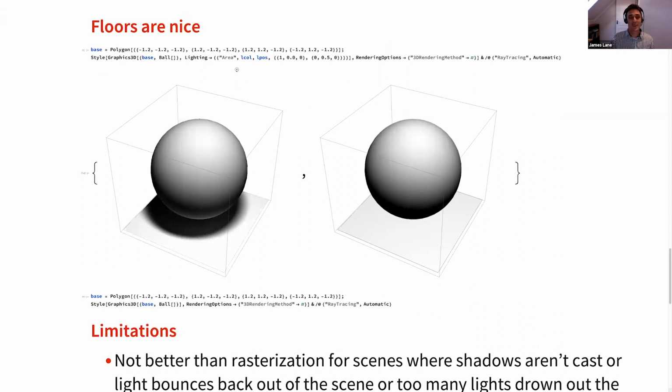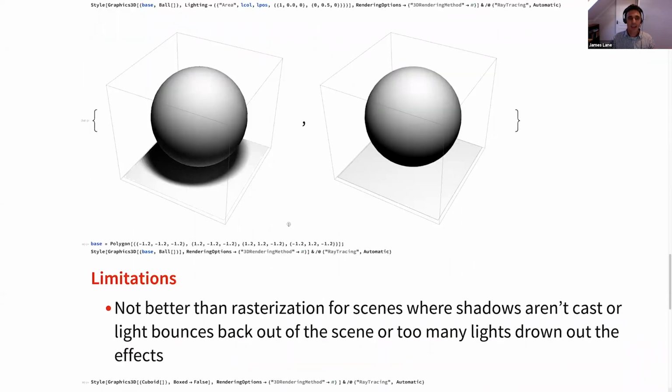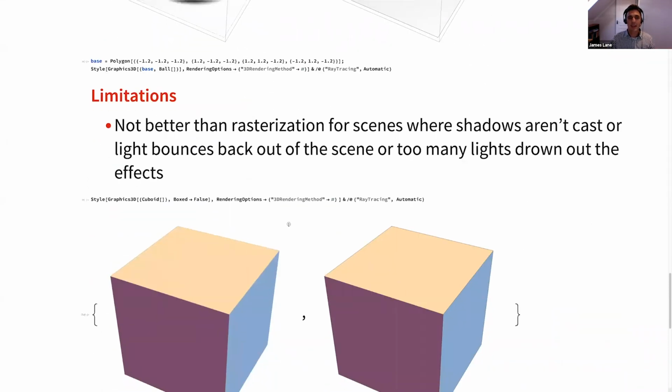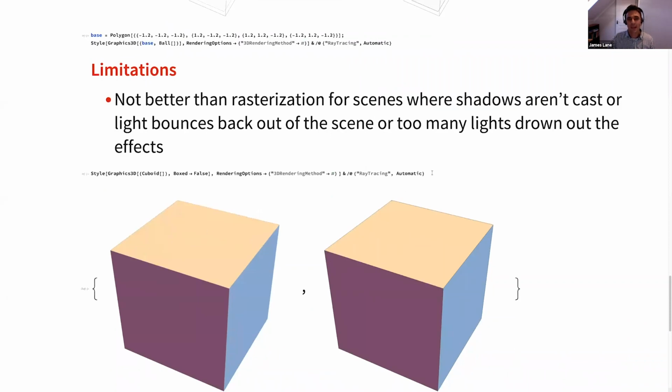Floors are really nice for these. Where you do have other objects in a scene where the light can bounce off, or where you can have shadows, that makes a big visual difference. Cases where it doesn't make a huge difference are like here, where there's very little difference between the ray traced and the rasterized image, because there's nothing for the shadows to fall on.